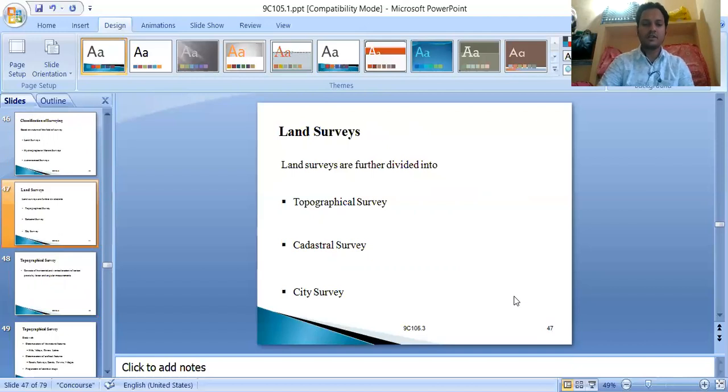So cadastral survey means locating the boundaries of different areas. That is called cadastral surveys. City surveys are carried out for identifying drainage lines, sewerage lines, etc. in a city.